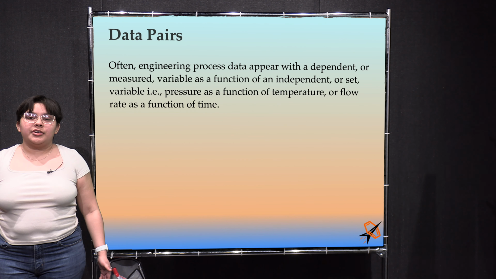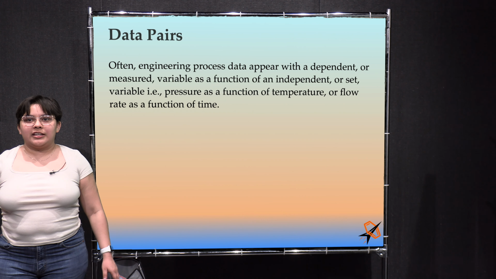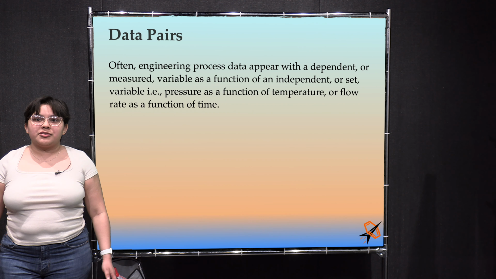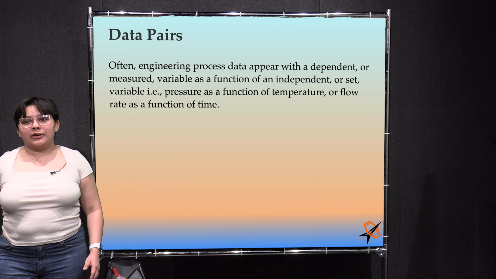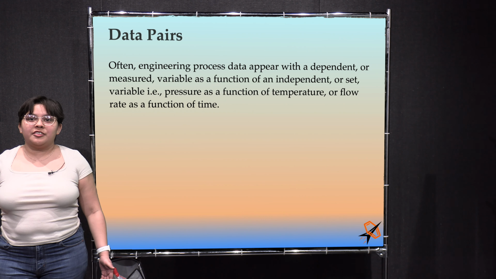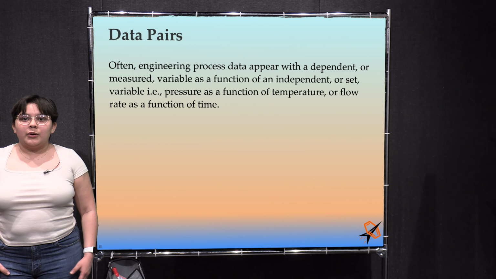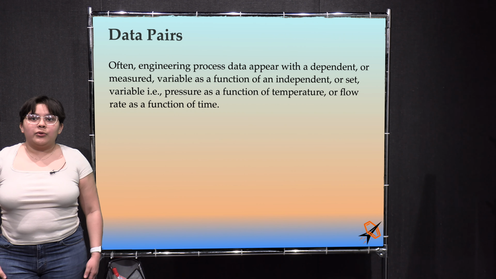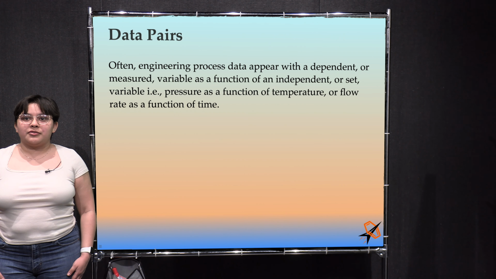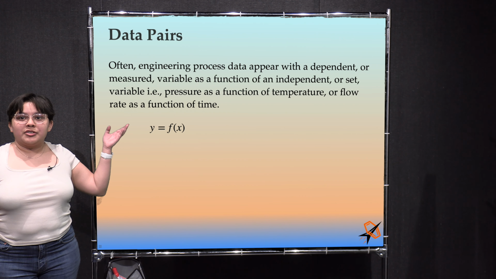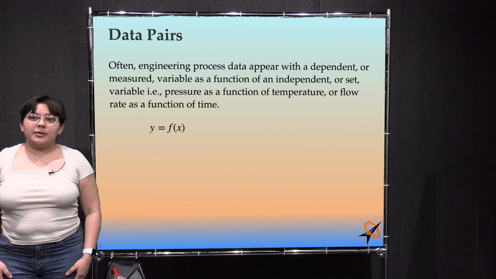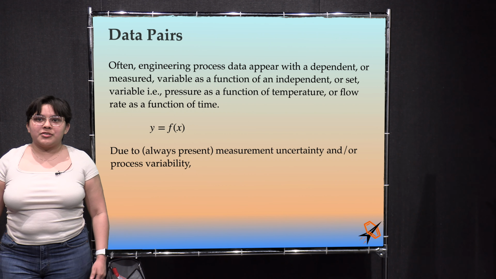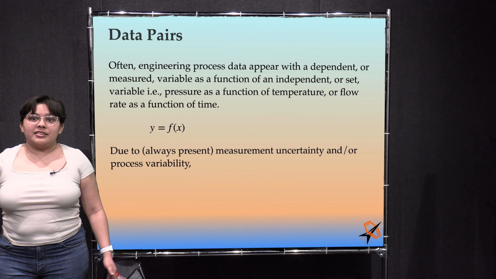Often when you're collecting engineering process data, you end up with sets of data that come in pairs, a dependent or measured variable and an independent specified or set variable. For example, a set of pressures as a function of temperatures or a set of flow rates as a function of time. We assume some functional form for the relationships among the data pairs. We represent this relationship with the dependent or measured variable y as some function f of the independent or set variable x.